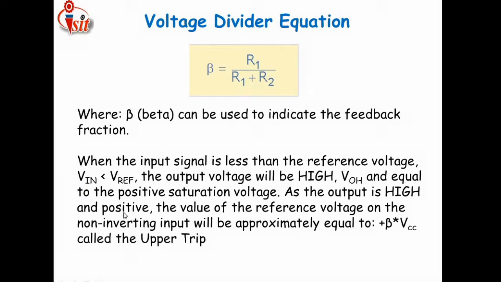As the output is high and positive, the value of the reference voltage on the non-inverting input will be approximately equal to positive beta times VCC. This is called the upper trip point, or UTP. The formula for the upper trip point is plus beta times VCC.